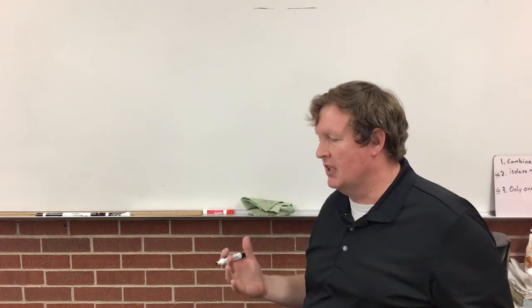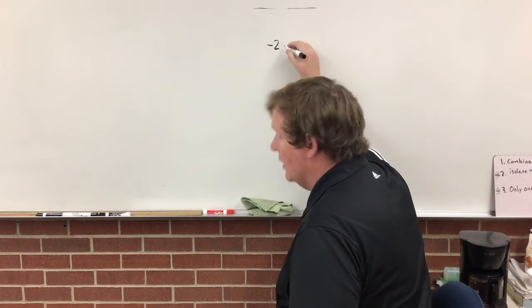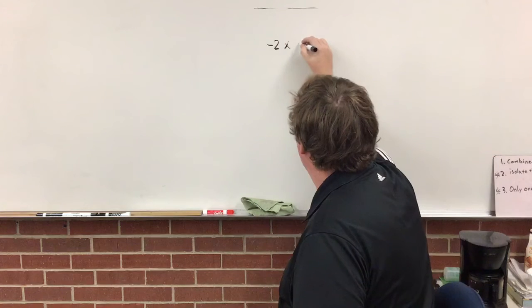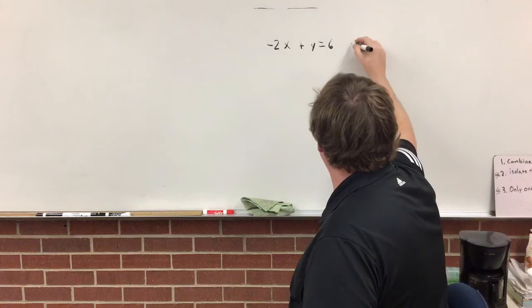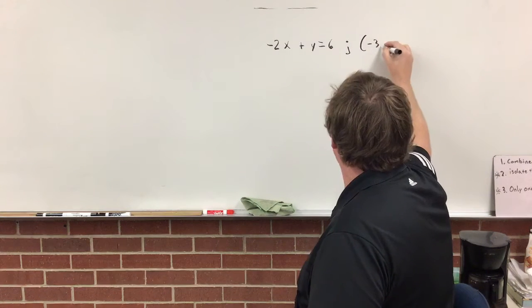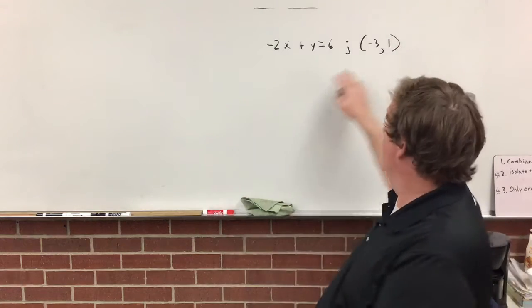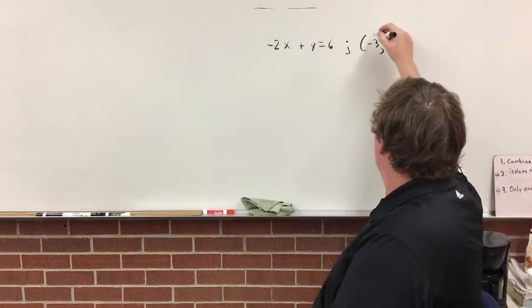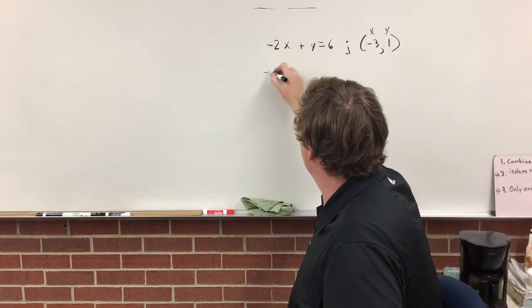So 11 through 16, we're going to do these. Let's do number 11 together, okay? So you've got negative 2x plus y equals 6. And then off to the side, after the semicolon, you have negative 3, 1. These are pretty simple. All you got to do is take your ordered pair over here. The first number is the x, the second number is the y, and then you substitute it in.